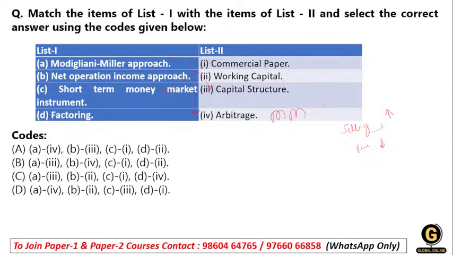Now what is factoring? I will explain. Factoring involves selling accounts receivable to a third party for immediate cash, helping the business manage working capital efficiently. So this is your factoring. So you have to match factoring, D, with your second one. Then B, net operating income approach, you can easily match with capital structure. So option A will be the right answer.